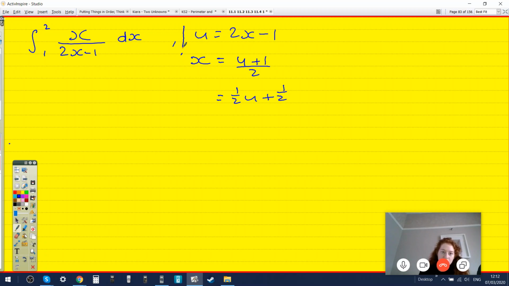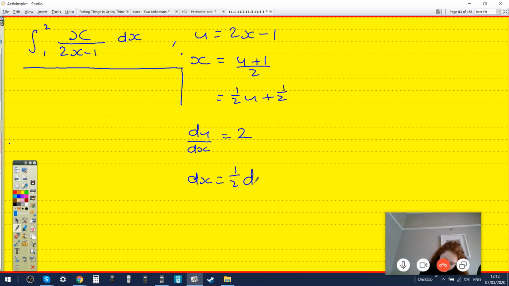So if we're changing the dx into the du, that's just 2. Yeah, so du by dx equals 2. So then dx is a half du.